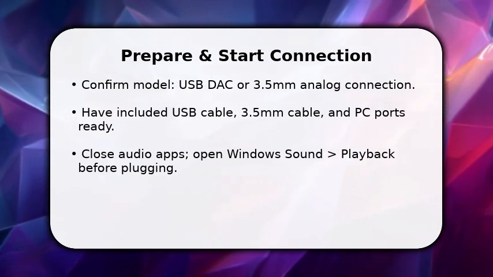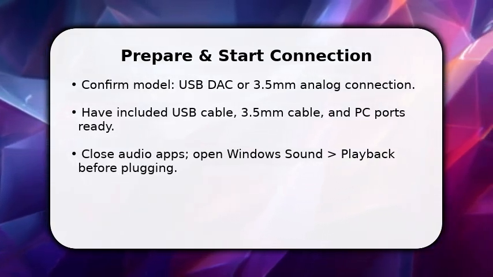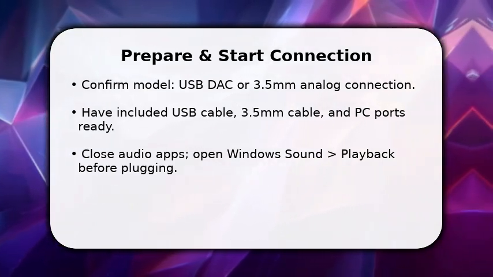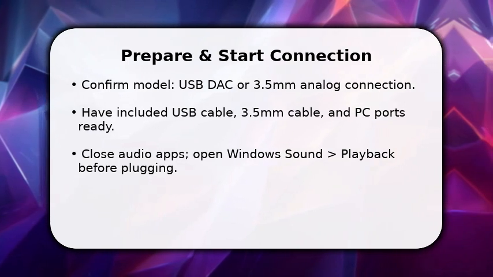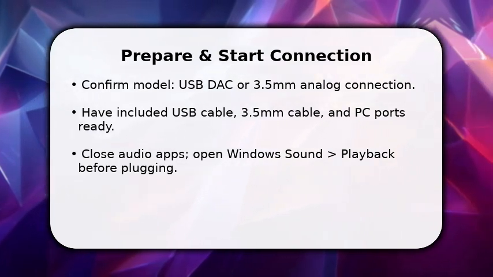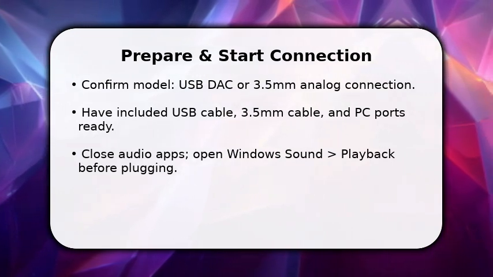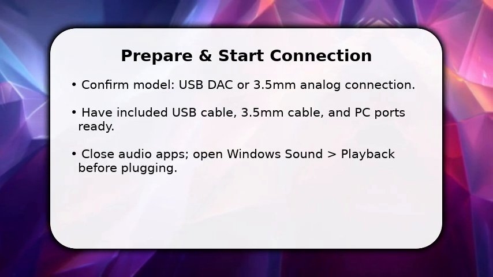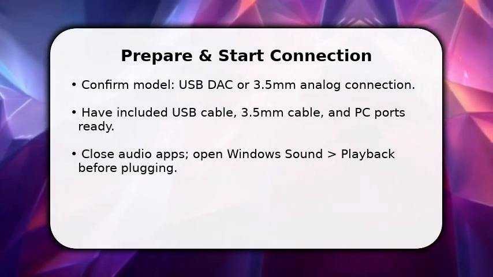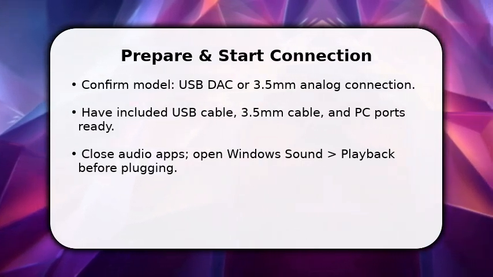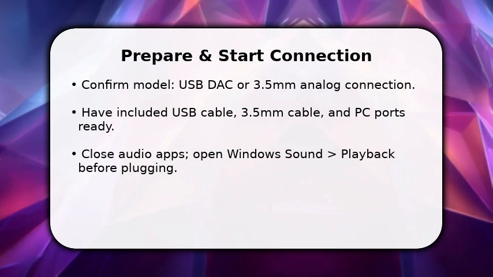Verify whether your HyperX Cloud Alpha uses USB or a 3.5mm jack so you know which port to use. Once confirmed, plug the correct cable firmly into the headset and the PC. If USB, use a rear port for stable power. Make sure Windows sound settings are open while you connect so you can watch the device appear. You do this to speed detection and avoid driver conflicts. Progress immediately to the next configuration step.